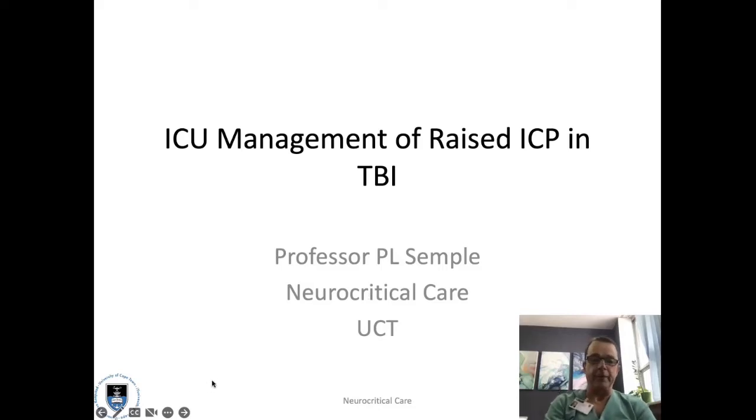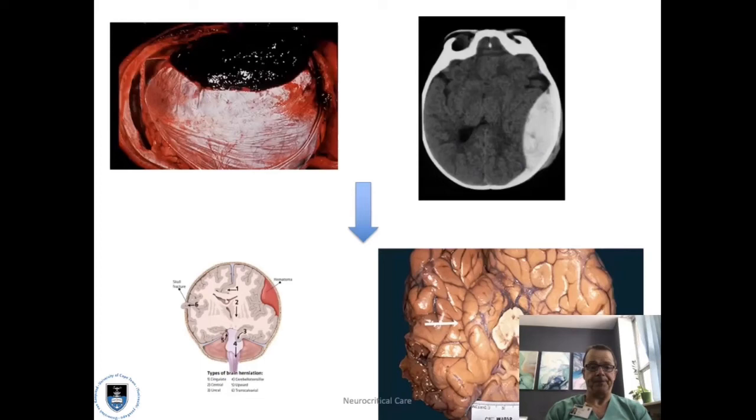Good afternoon. I'm going to talk about the ICU management of raised intracranial pressure and head injuries, in particular the processes we follow in our neurocritical care unit at Neurocritical Hospital, University of Cape Town. So there are two effects of raised intracranial pressure.